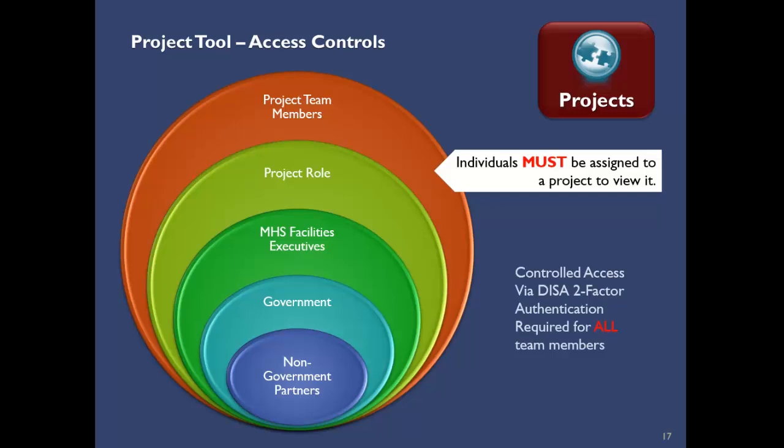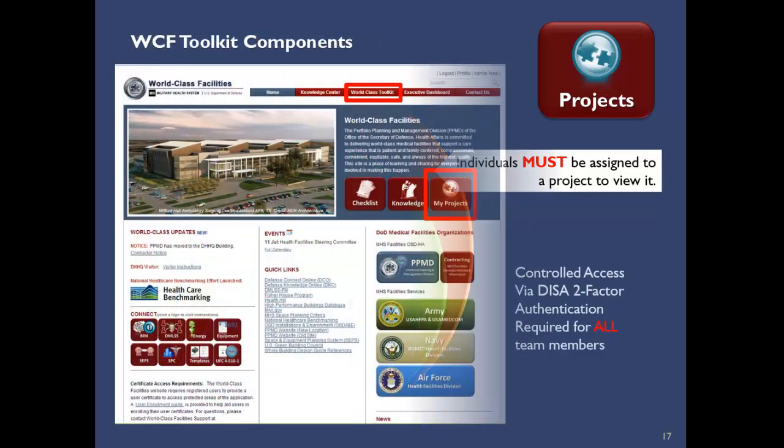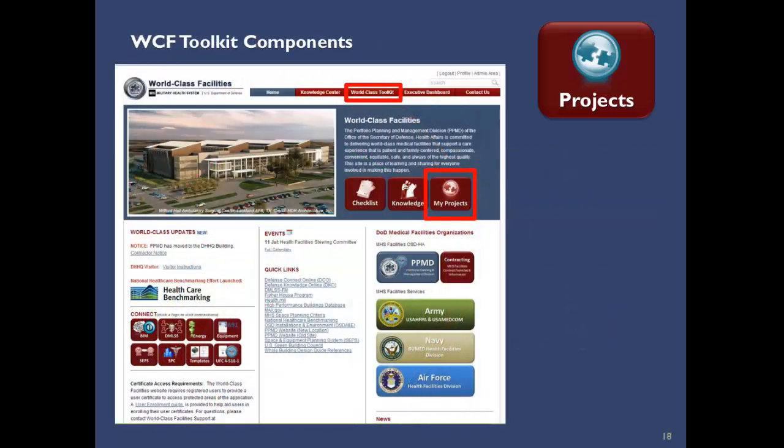Even if assigned as a team member to a project, information and documents are further controlled by individual system-assigned privileges, such as non-government, government, or executive classification in the system. The project tool can be accessed either by clicking on the Toolkit drop-down menu from the common page header and selecting Project Tool, or by clicking on the My Projects button on the main page.